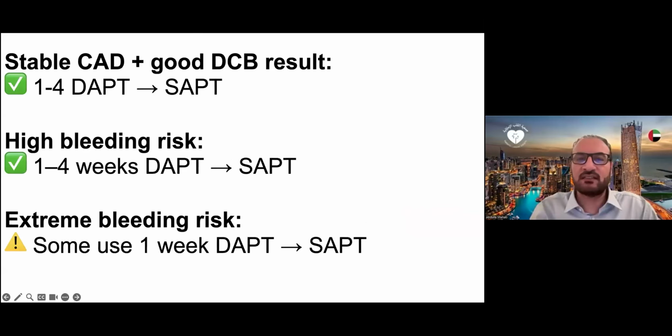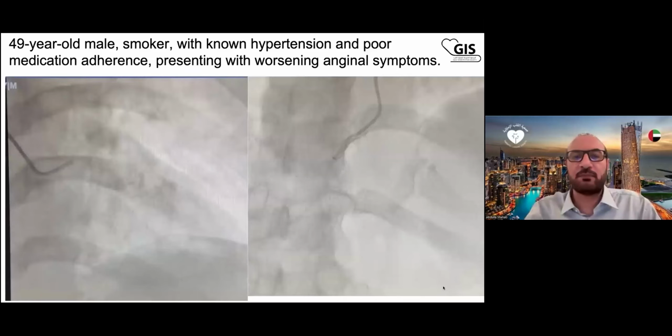This is what I practice after I do the DCB. Most of my cases get 1 to 4 weeks of DAPT and then SAPT. High bleeding risk, 1 to 4 weeks, depends on the individual case. I mean, I cannot say for everyone. And those at very high bleeding risk get 1 week of DAPT and then SAPT. I mean, there's no evidence. Evidence is growing, but at least this is from my practice.